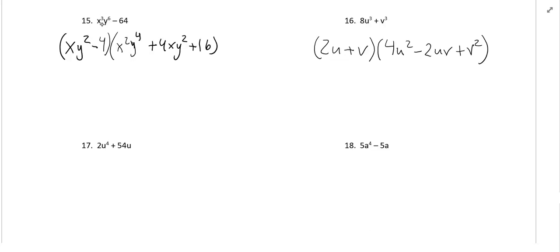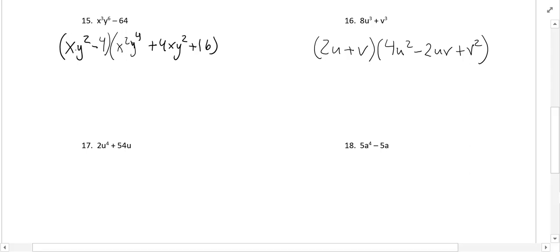So we have x cubed y to the 6th. So that is a perfect cube. Because remember, y to the 6th, when you're multiplying the same base, you add the exponents. So y squared times y squared times y squared would be 2 plus 2 plus 2, which is going to give you the 6th in the exponent.